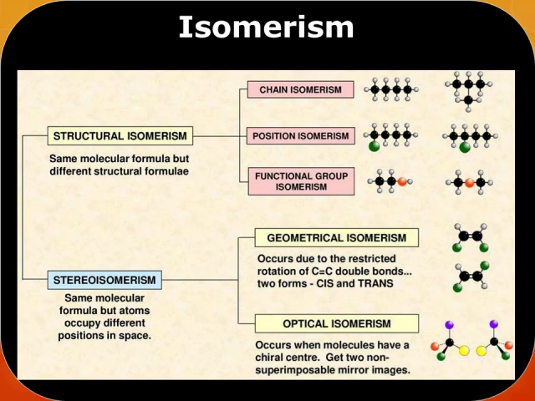Now, the second stereoisomerism we are going to learn in this lesson is optical isomerism, right? It occurs when molecules have a chiral center, when two non-superimposable mirror images exist. You can see here a colorful diagram of a molecule and its mirror image. So we will learn further about this optical isomerism in the next slide.